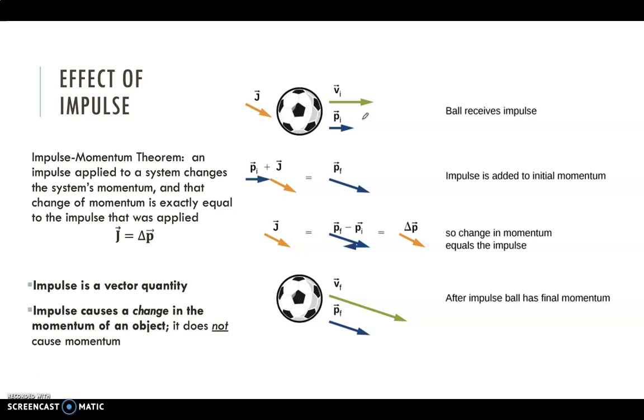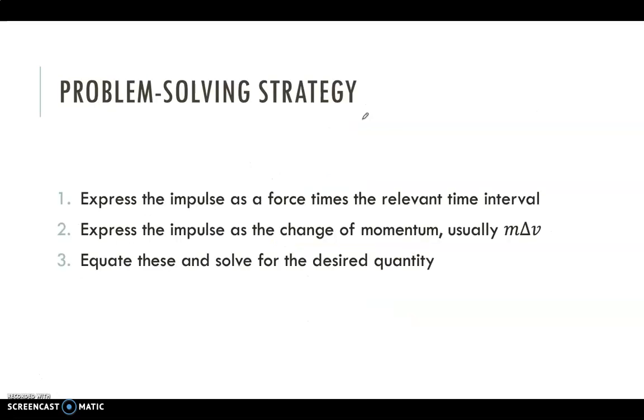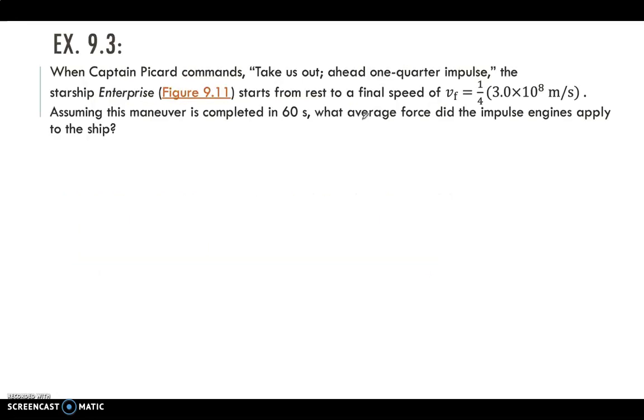All right, so let's really quickly look at a problem-solving strategy. You want to express the impulse as a force times the relevant time interval. Then express that impulse as the change of momentum, usually m delta v, and equate these and solve for the desired quantity. So let's look at another example.